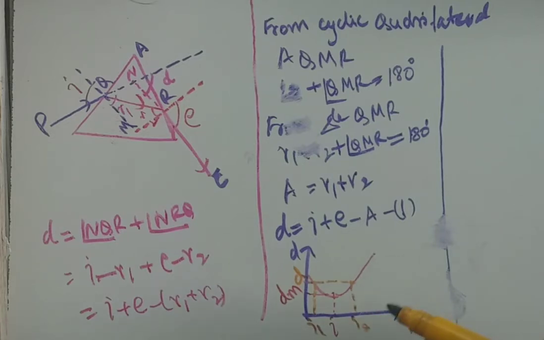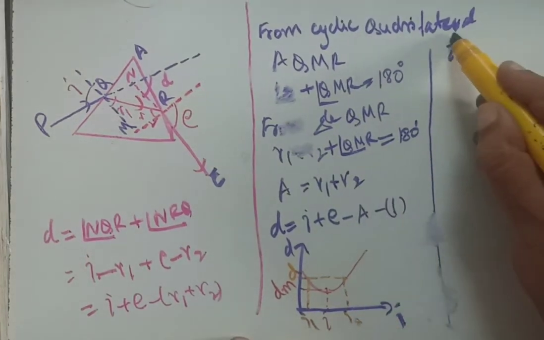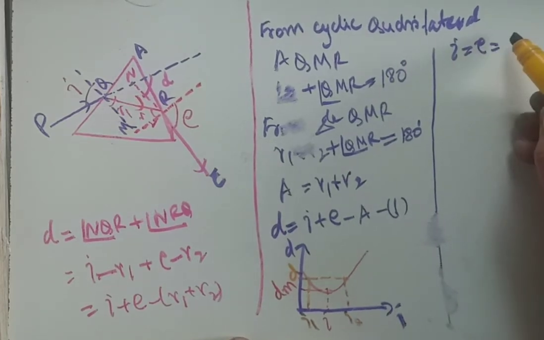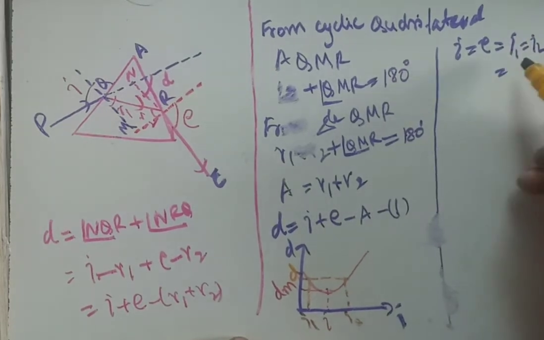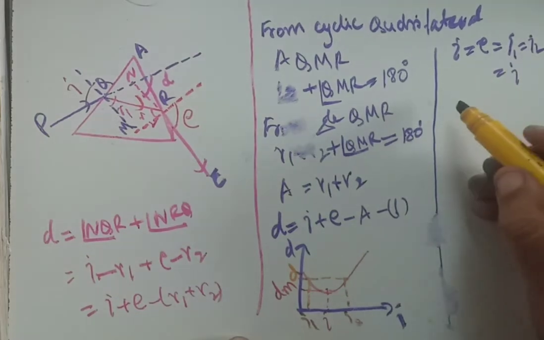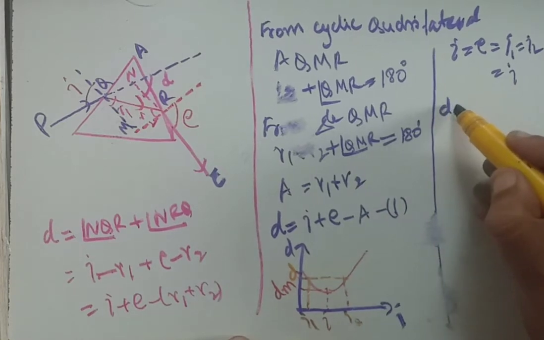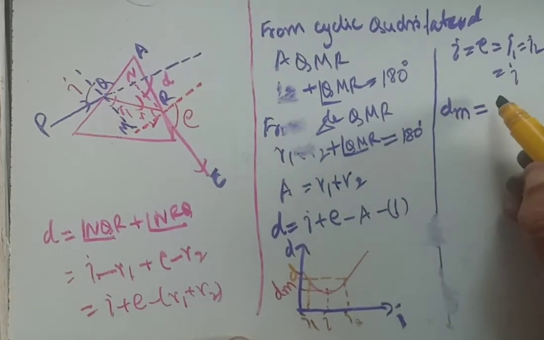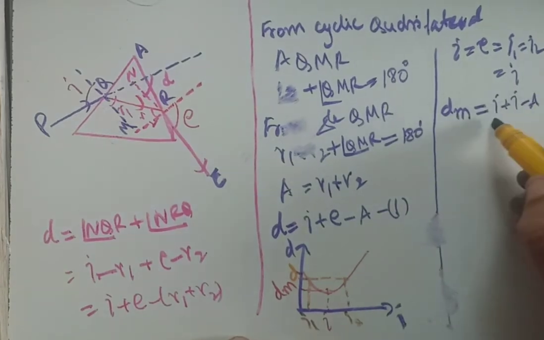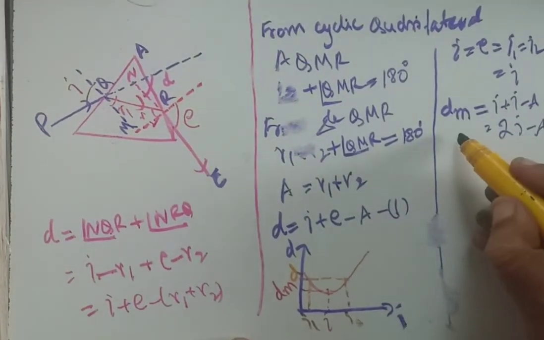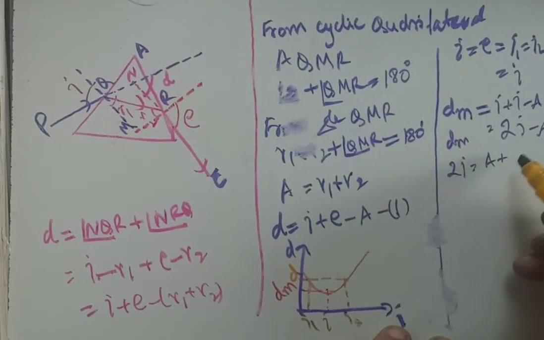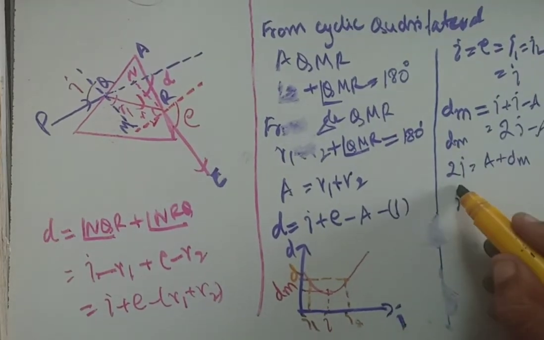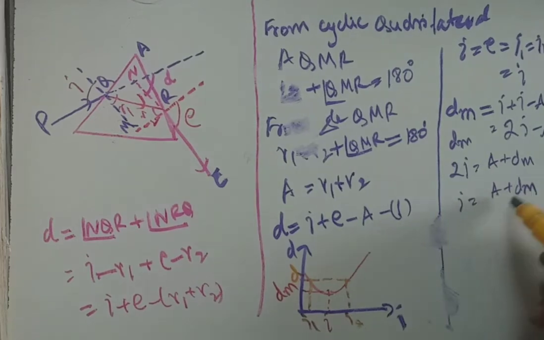At minimum deviation, as we can see, there is no difference between I and E. I is the same as E, which is the same as I1, which is the same as I2, what we can call simply I, at minimum deviation. Therefore, we can write dm from 1 equals I plus I minus A, that is 2I minus A, is dm. From this, we can write 2I equals A plus dm, I equals A plus dm by 2.